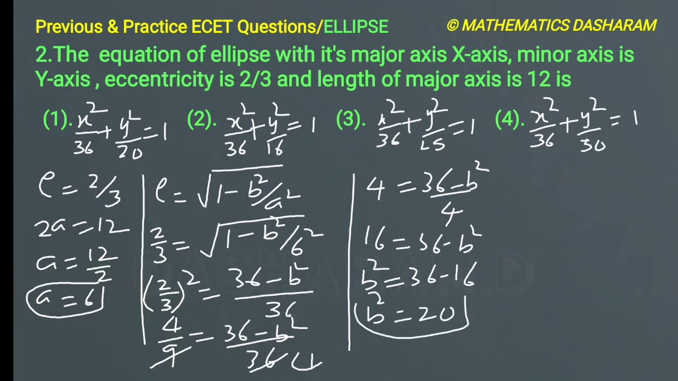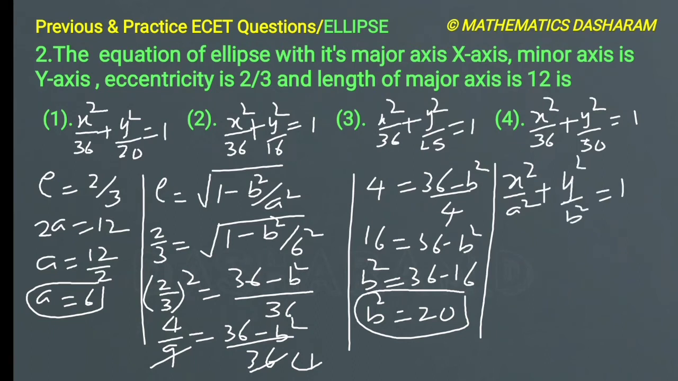So no need to find out the B value. Now let's select the standard form of an ellipse, that is x square divided by A square plus y square divided by b square equals 1. So x square divided by a square, but a value is 6, so a square value is 36. Y square divided by b square value 20 equals 1. So option 1 is correct.